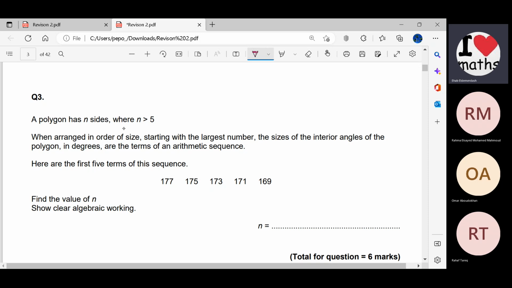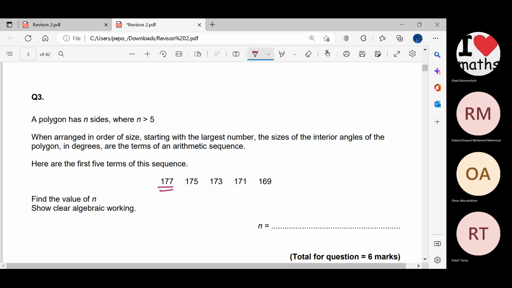So a polygon has n sides where n is greater than 5. When arranged in order of size, starting from the largest, the sizes of the interior angles of the polygon in degrees form the terms of an arithmetic sequence, where the first 5 terms are given. Find the value of n, showing clear algebraic working.